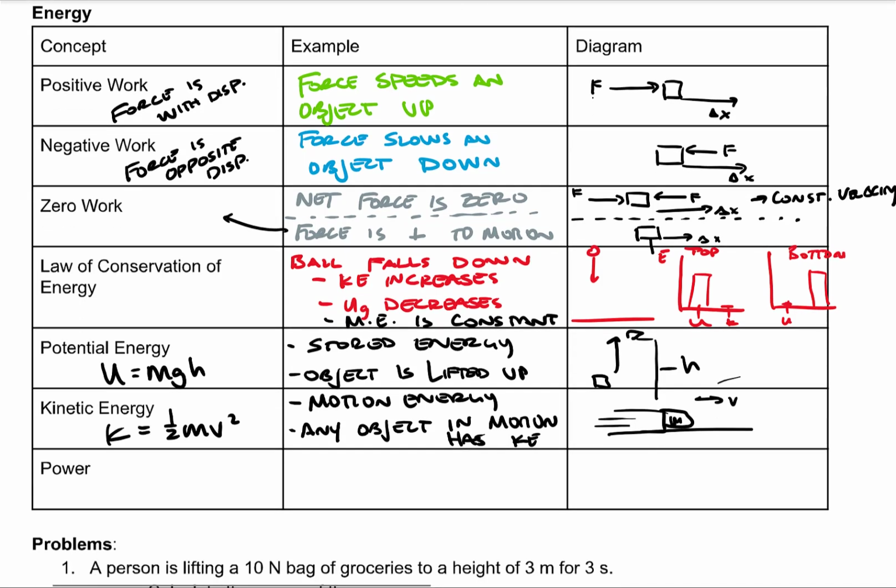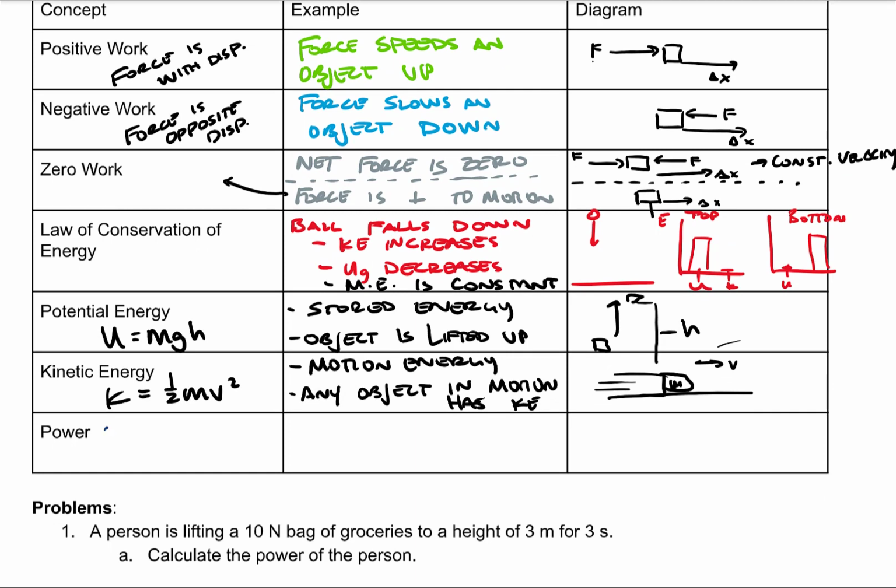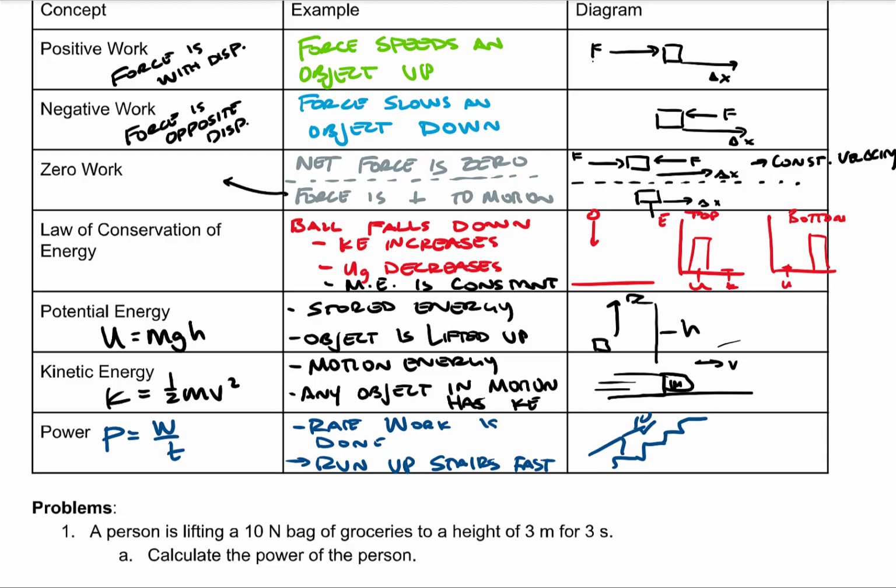For power, power is work over time. This is the rate that work is done. So the example that we all did is you run up the stairs fast. If you run up the stairs fast, you have power. So going up the stairs, we have that person that ran up the stairs very quickly. Their power was the work they did, so mg, the force that they had when they lifted themselves up, h, the height of the stairs, divided by the time.